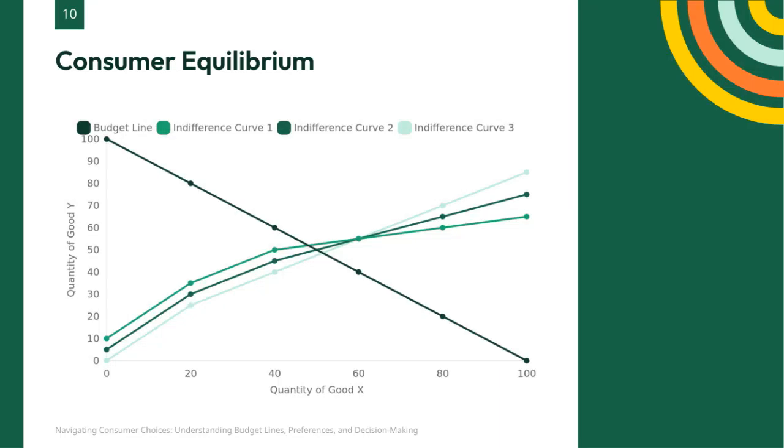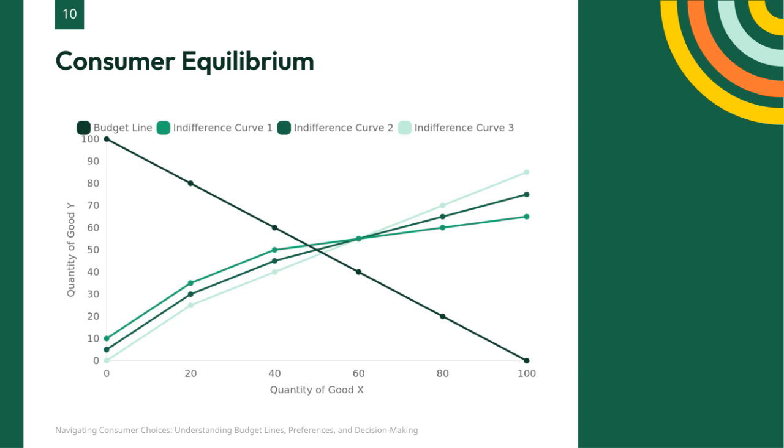Here we have a line chart illustrating the concept of consumer equilibrium through the interaction of the budget line and three different indifference curves. On the horizontal axis, we measure the quantity of good X, and on the vertical axis, the quantity of good Y. The budget line represents all the possible combinations of these two goods that the consumer can afford given their budget constraints. Notice how it slopes downward, reflecting the trade-off between the goods.